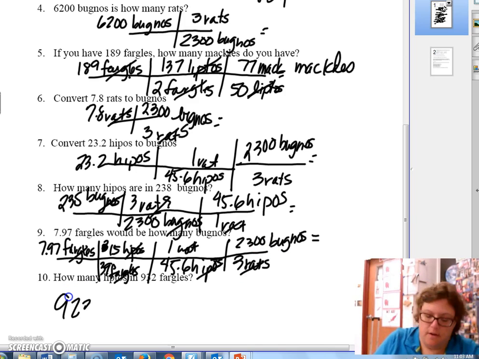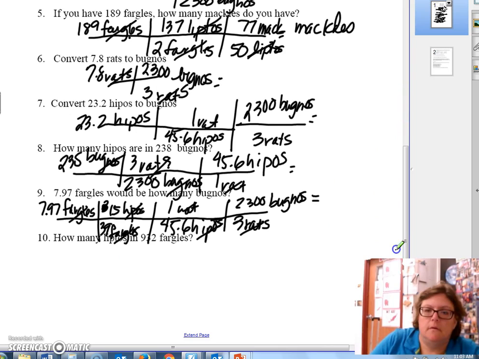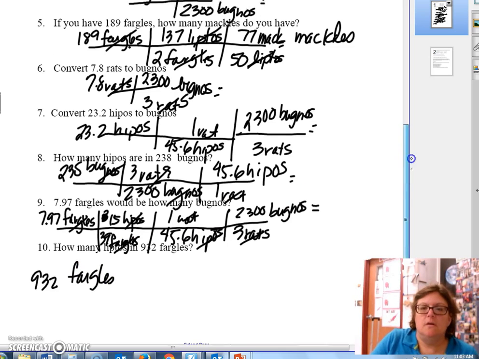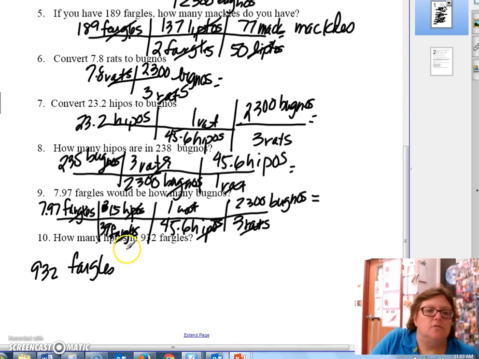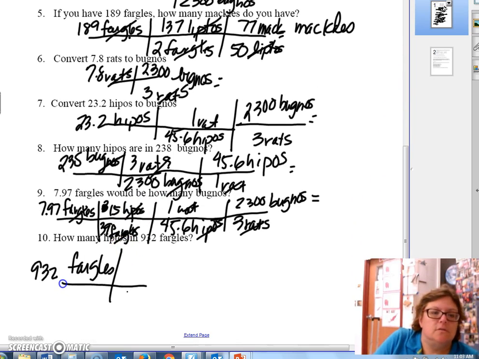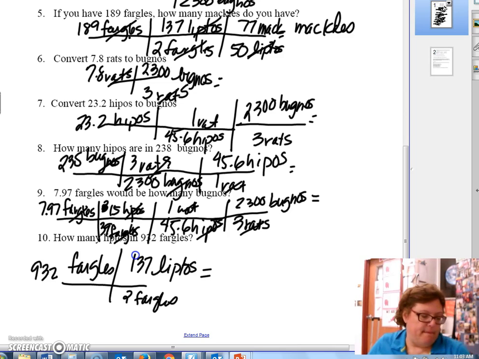Finally, 932 Fargals. There I go with my number dyslexia. 932 Fargals. And we want to change Fargals to Liptos, which is the very first thing on there. So there are 2 Fargals for 137 Liptos. And there you go.